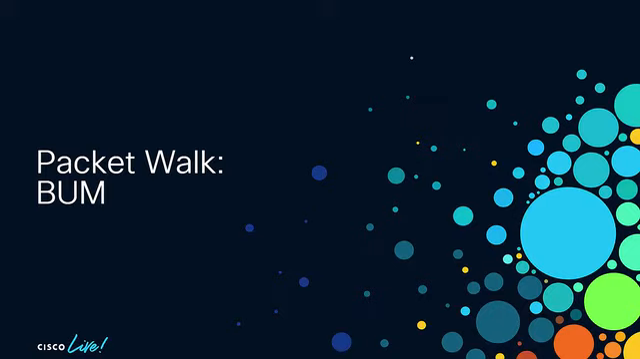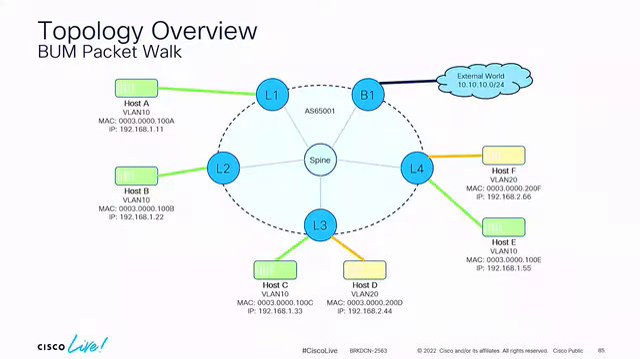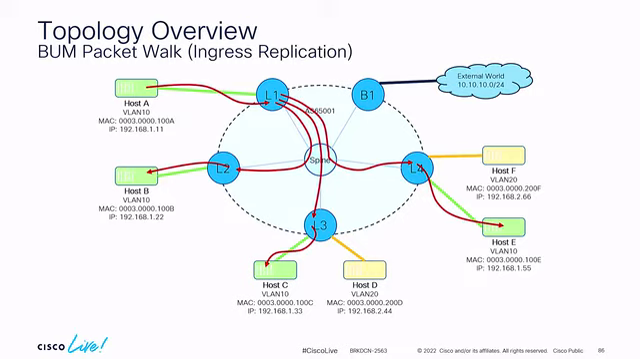I am. So the next part is BUM. And in BUM, there is not really much to say. I mean, BUM: broadcast, unknown unicast, multicast. We go with the same topology, but now we have 2 different ways of doing BUM. We have BUM with ingress replication. That's one way of doing it. Ingress replication or head-end replication is the same terminology, the same thing.